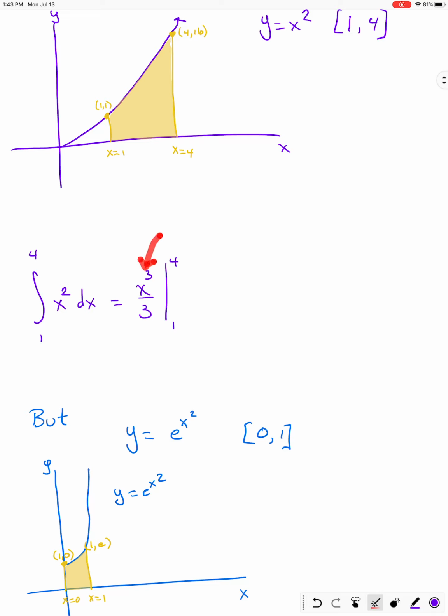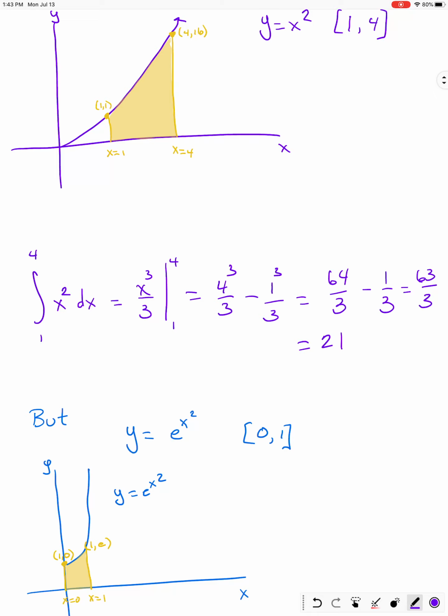This is the antiderivative of x squared, and this often gets the notation of capital F. So when I finish this problem, I would have 4 cubed divided by 3 minus 1 cubed divided by 3, which is equal to 64 divided by 3 minus 1 divided by 3, which is 63 divided by 3. And 63 divided by 3 is equal to 21. So the area under the curve y equals x squared from 1 to 4 is 21.